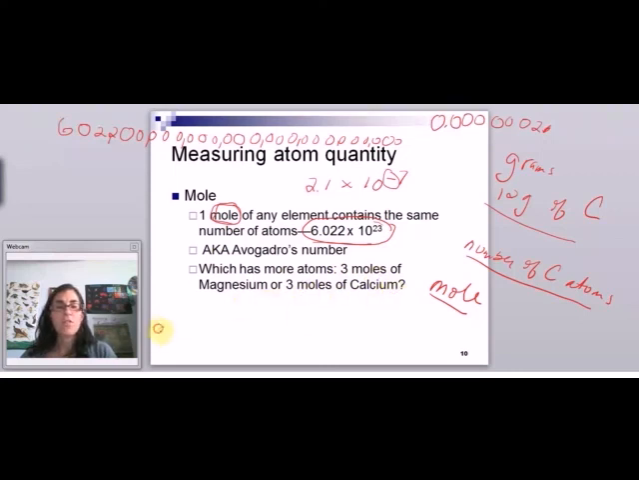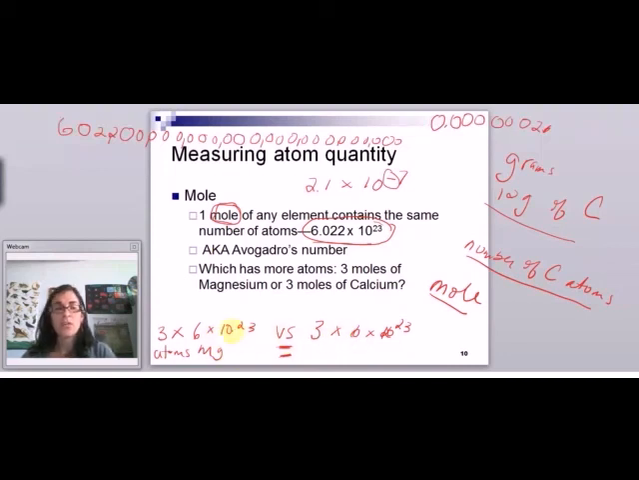Let me illustrate what this would look like. I want to know how many atoms I have if I have 3 moles of magnesium. Well, that would be 3 times 6 times 10 to the 23rd atoms of magnesium. And the question is, how is that different from 3 moles of calcium? Well, 3 moles times that same number, and you can see that these would actually be equal to each other. Are these going to weigh the same? No, they're not going to weigh the same, but they're going to have the same number of atoms.